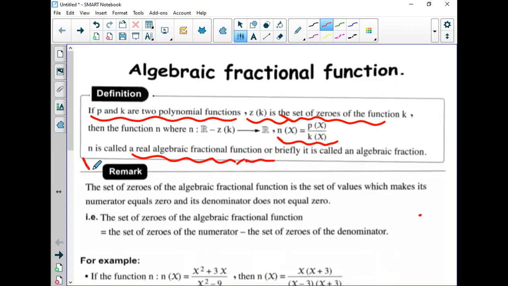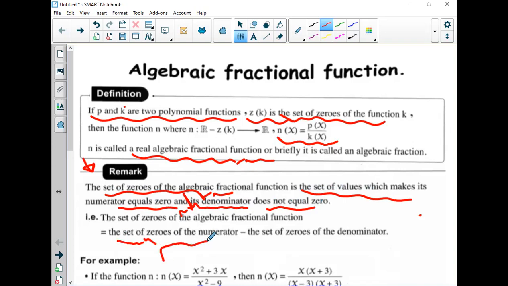So we have a remark. The remark is the set of zeros of the algebraic fractional function is the set of values which makes its numerator equal 0 and its denominator not equal 0. So the set of zeros of the algebraic fractional function equals the set of zeros of the numerator difference the set of zeros of the denominator.